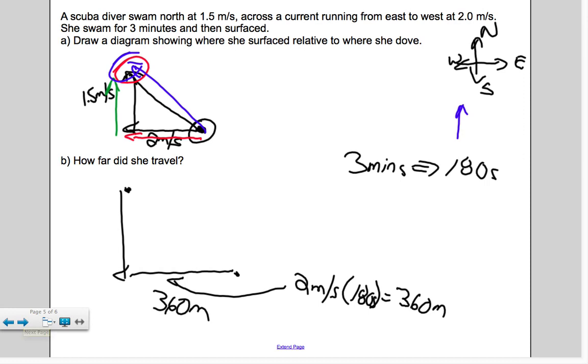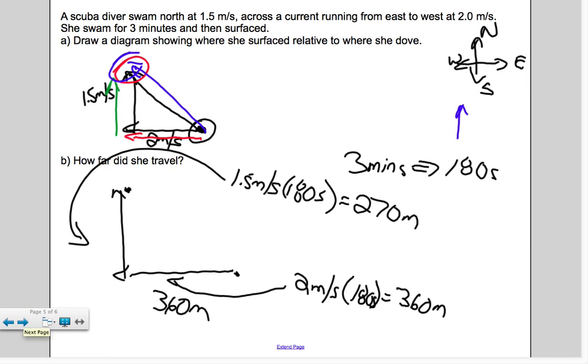But she wasn't just floating there, she was trying to swim. So if there was no current and she swam due north, how far would she get? Which is this part. 270? How'd you get 270? She's traveling at 1.5 meters per second for, oh, 180 seconds. Okay, that gives us 270 meters.